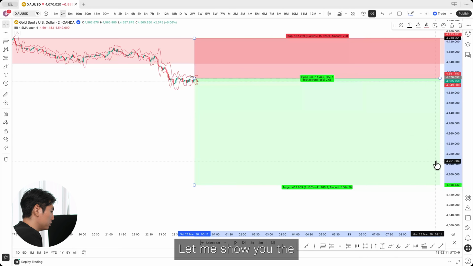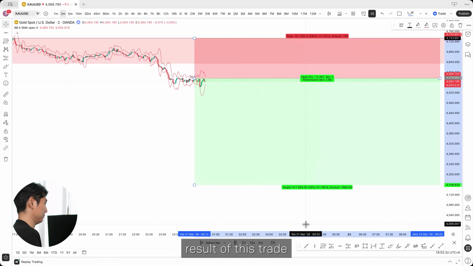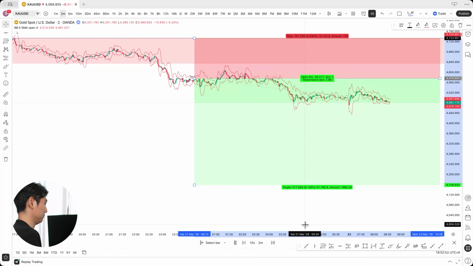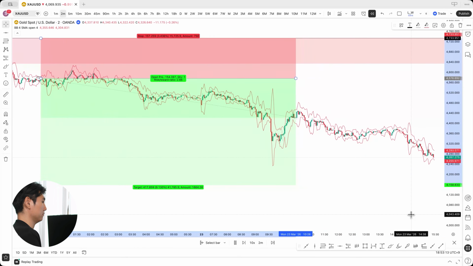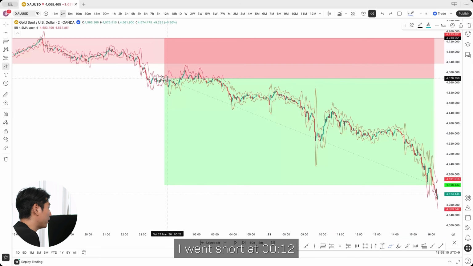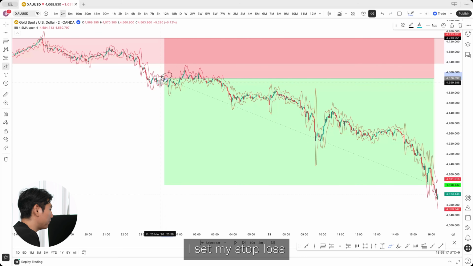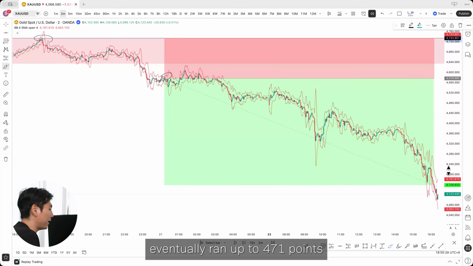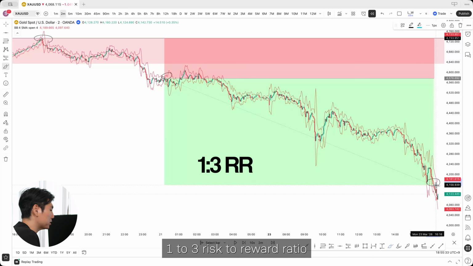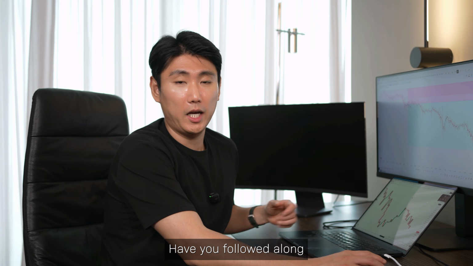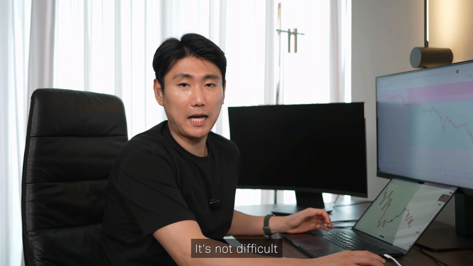Let me show you the result of this trade. I went short at 0.12. I set my stop loss at the European session's high, and price eventually ran up to 471 points. That's a 1 to 3 risk to reward ratio. Have you followed along? It's not difficult.